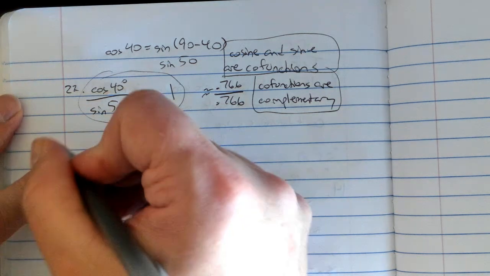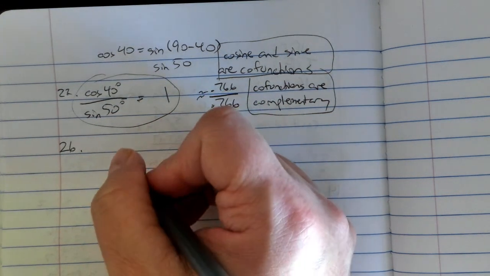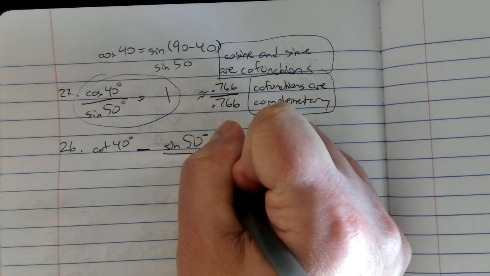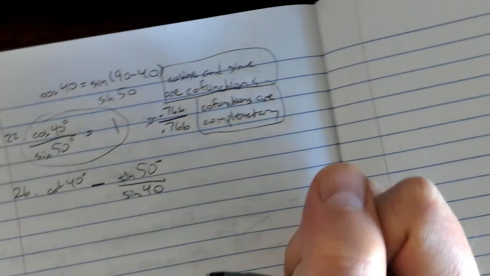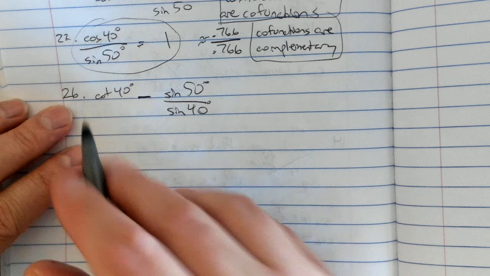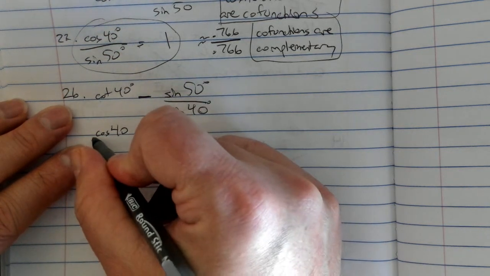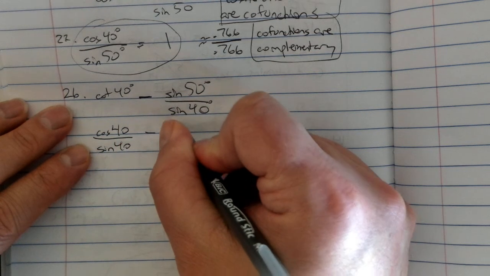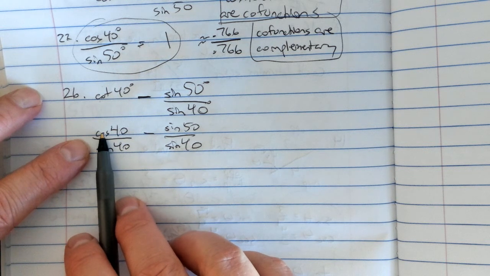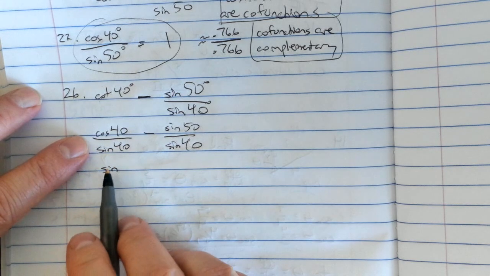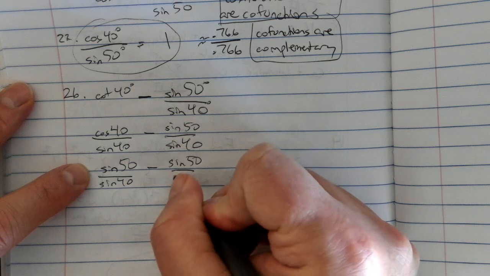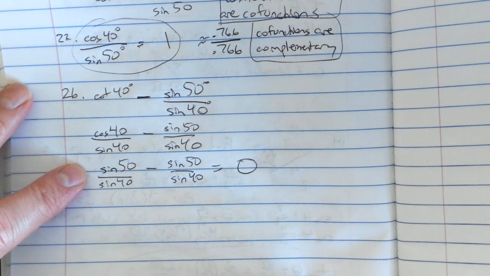Okay, so there's 22. Skip 24, go to 26. And on this one, we have cotan 40 minus sine 50 over sine 40. So the long way to do this would be, say, cotangent is cosine over sine, and then keep this the same. And if we know that the cofunction of cosine is sine, then you do 90 minus 40 and you get 50. Then everything ends up canceling and you get 0.